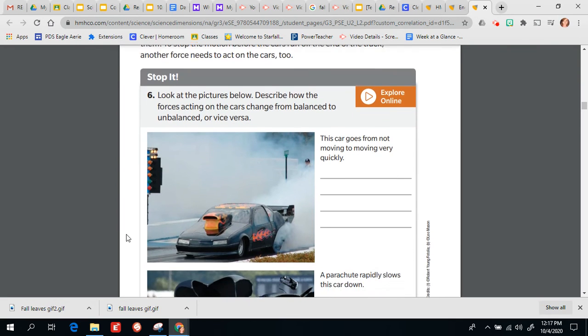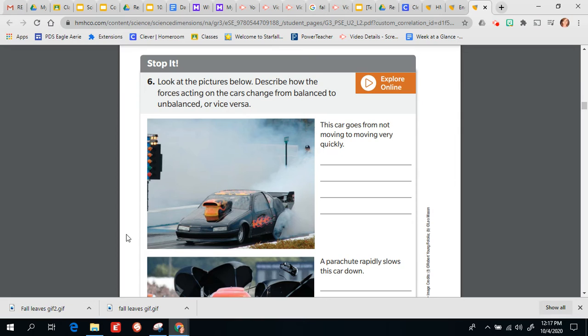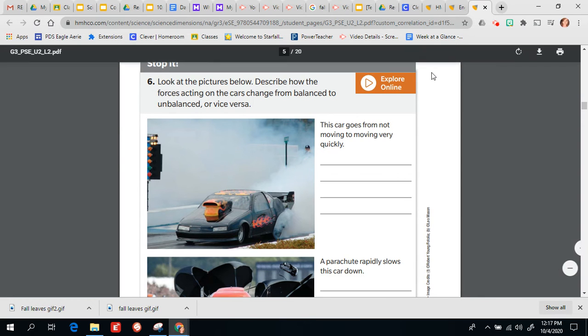Let's look at number 6. Stop it. Look at the pictures below. Describe how the forces acting on the cars change from balanced to unbalanced, or vice versa, meaning the other way around. Notice this says Explore Online. Let's click over and watch the video.